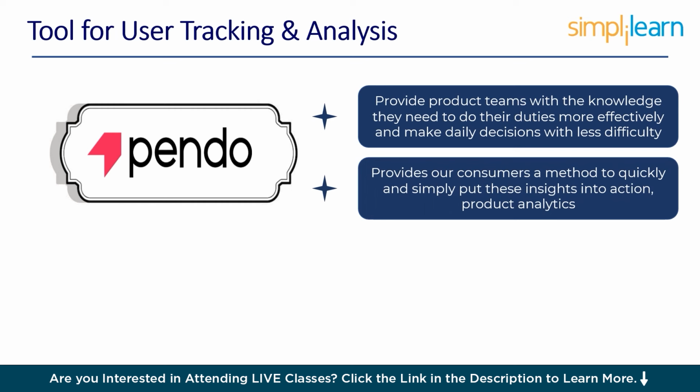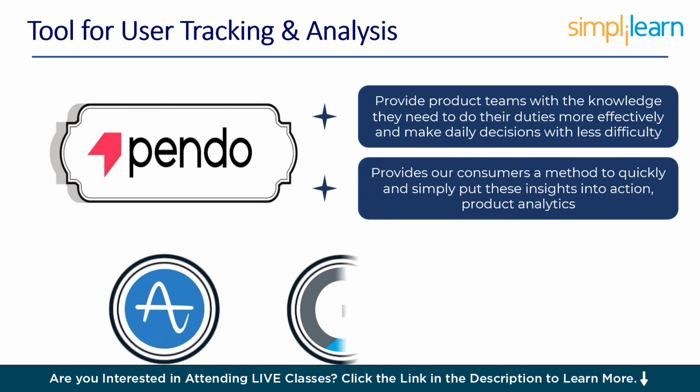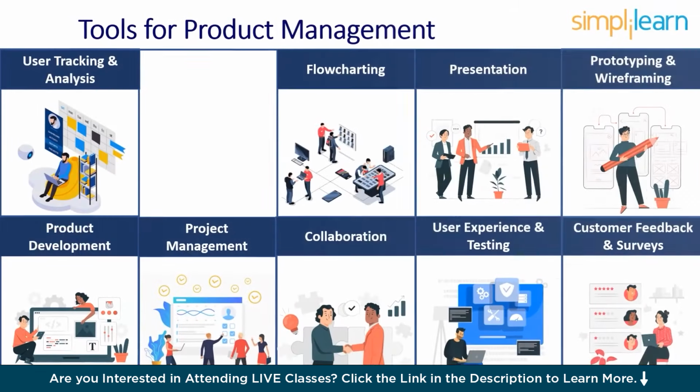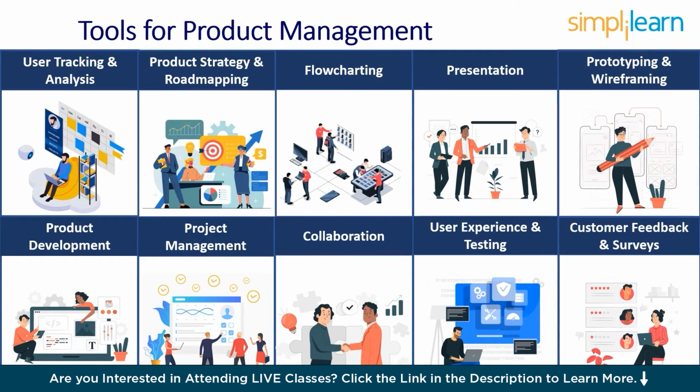Although in-app messaging provides our customers a method to quickly and simply put these insights into action, product analytics are fascinating and powerful. In the end, your capacity to experiment and influence behavior change within your product is what will help you grow your company and give your consumers better experiences. Apart from Pendo, the other tools that can be used for user tracking and analytics are Amplitude, Gainsight, and Google Analytics. The next functionality for product management is product strategy and road mapping.